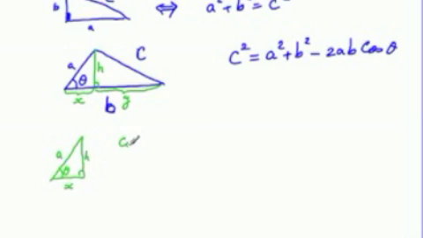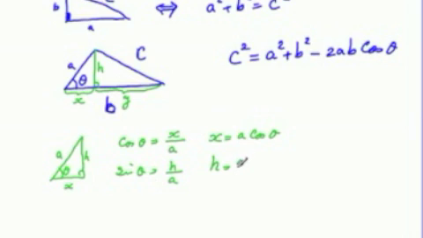What's the definition of cosine of theta in this picture? Adjacent over hypotenuse, which tells me x is equal to, so adjacent is equal to what? Yeah, hypotenuse times cosine. Similarly, sine of theta is h over a, which tells me opposite is equal to a sine theta. Well, that is exactly what I need here. This x that I got is a cosine theta. This h is a sine theta.